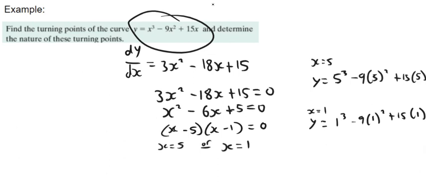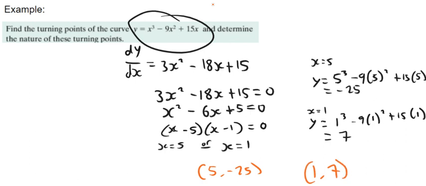If you put those in the calculator, for the first one you'll get minus 25, and for the second one you'll get 7. Those are my y values. So I found that the max and the min here are (5, -25) and (1, 7). Those are the max and min.